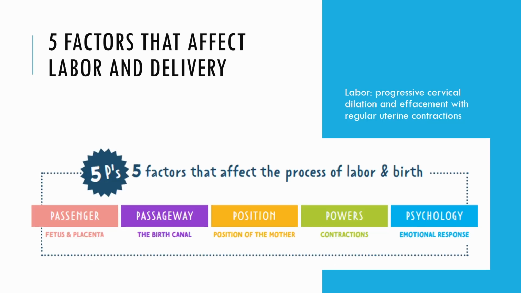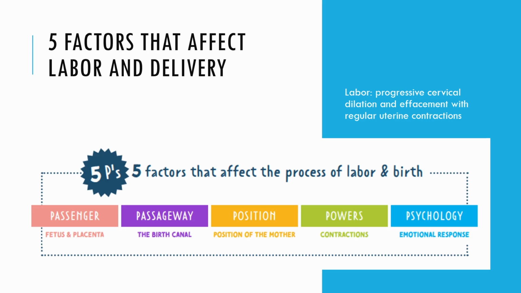So there's 5 different P's or factors that can affect the process of labor and birth. So first, let's define what labor is. Labor is defined as the progressive cervical dilation and effacement with regular uterine contractions. Okay, so to be in true labor, your cervix needs to dilate, and we need to have regular contractions.